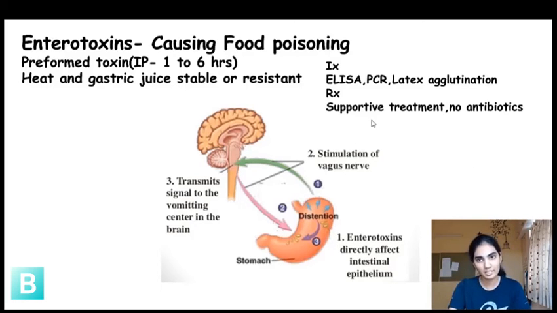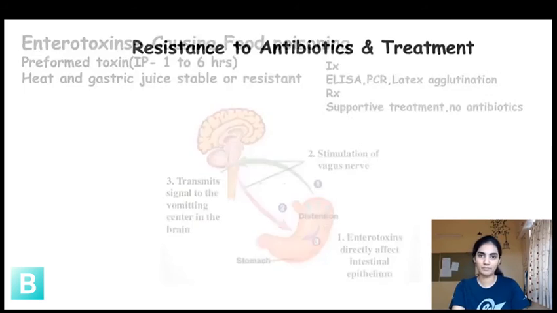So what are the investigations? ELISA, PCR, latex agglutination, with which we can diagnose. And you can manage the patient by giving just supportive treatment. There is no requirement of any antibiotics.